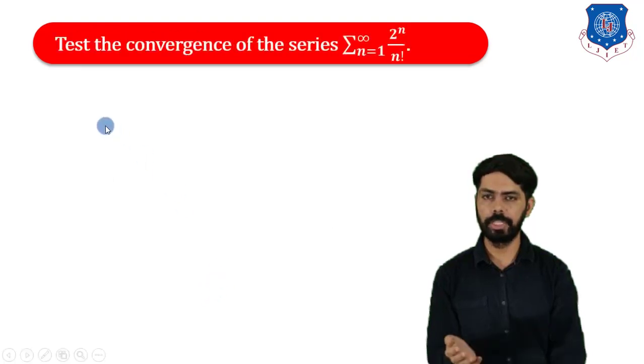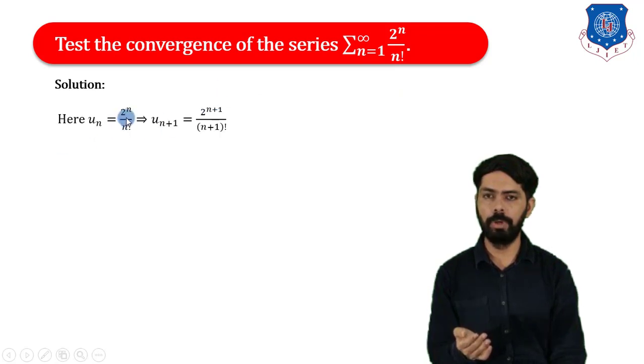So let us discuss the first example, that is test the convergence of the series sigma n equal to 1 to infinite 2 raised to n divided by n factorial. So here un is equal to 2 raised to n divided by n factorial. Now we will have to find un plus 1. So for that we will replace n by n plus 1 in un. So it will be 2 raised to n plus 1 divided by n plus 1 factorial. Now we will have to take the ratio of un plus 1 and un.